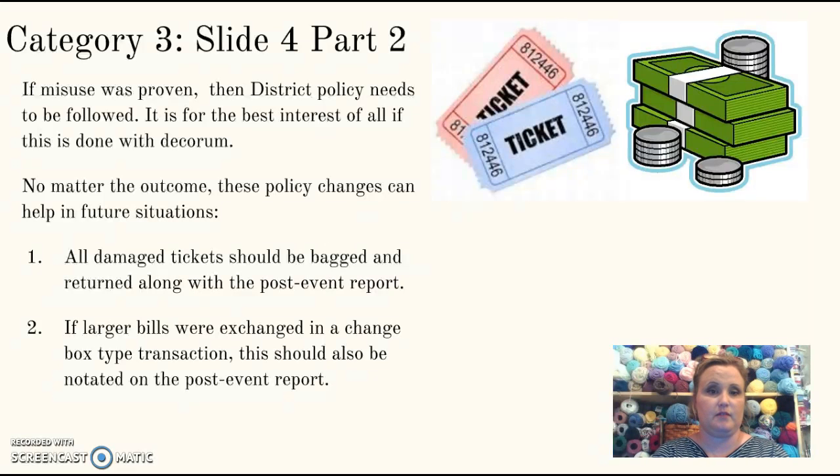But no matter the outcome, there are a few policy changes that can be implemented in order to help with future situations. Number one, requiring that all the damaged tickets be bagged and returned along with the cash box in the post-event report. If a large bill was used as a change box type transaction where someone wished to get rid of smaller bills and they traded for the larger bill, that needs to be documented on the paperwork so that in that instance the principal could have looked and seen, oh, it is a change box type transaction and it's been dealt with.